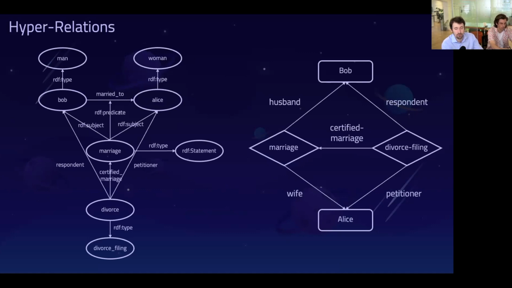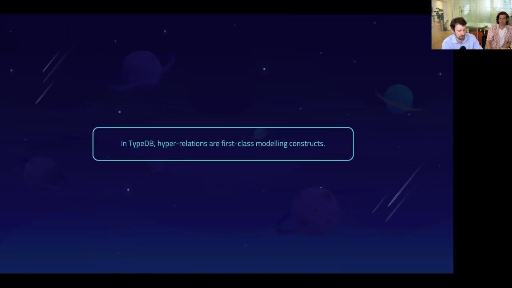The point is that there isn't a native way just in RDF to model this directly, whether it's a plugin or perhaps reifying your graph, which technically can work, and maybe that'll work for you. But reifying your graph is still effectively changing up the model in ways that aren't naturally accurate. So it's important to say that in TypeDB, hyperrelations are first-class modeling constructs.